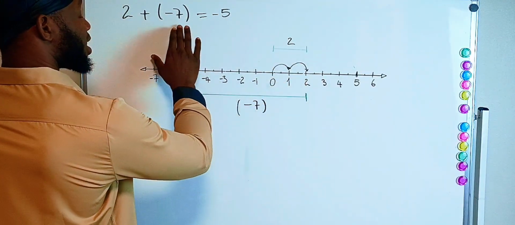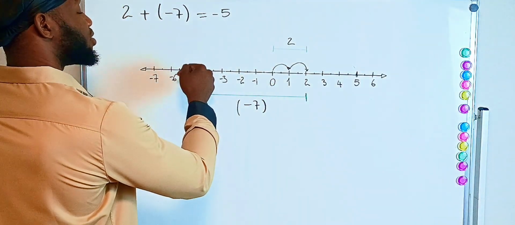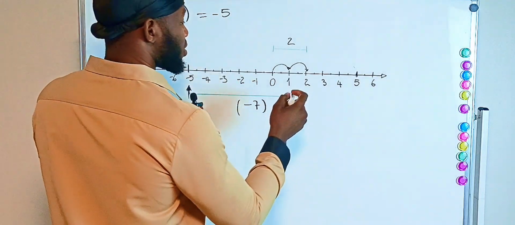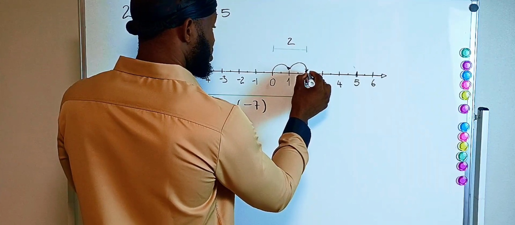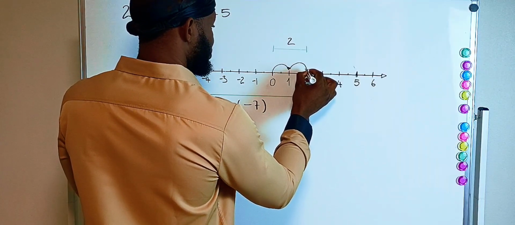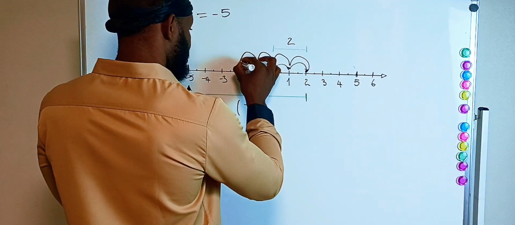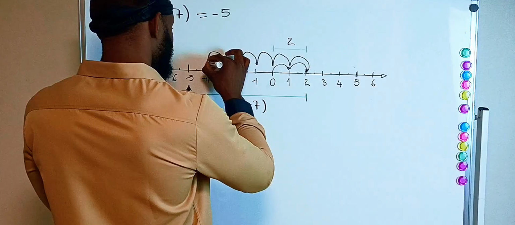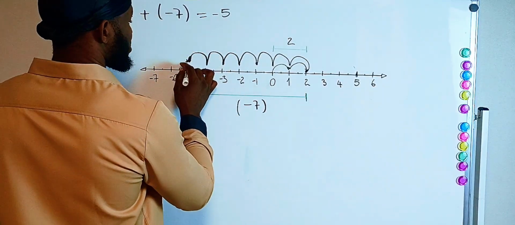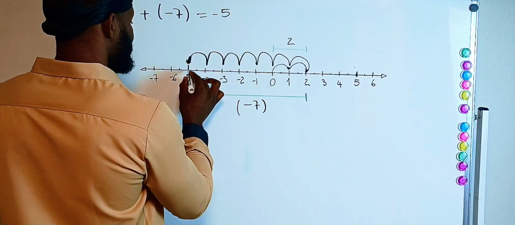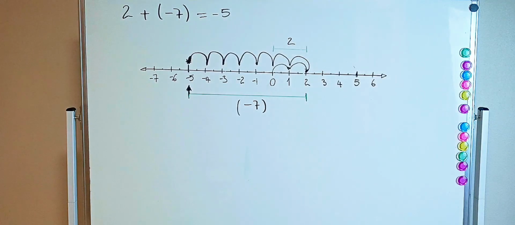Right after that, we gotta add plus -7, but -7 goes to the other side, still 7 units. From 2, which is the start point for now, we are going to add 7 units: 1, 2, 3, 4, 5, 6, 7. So we stop here. The answer is -5.